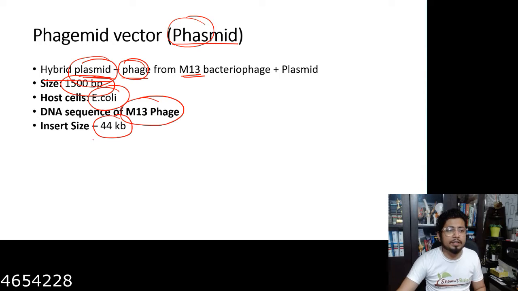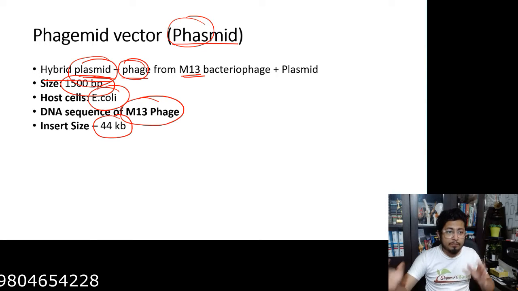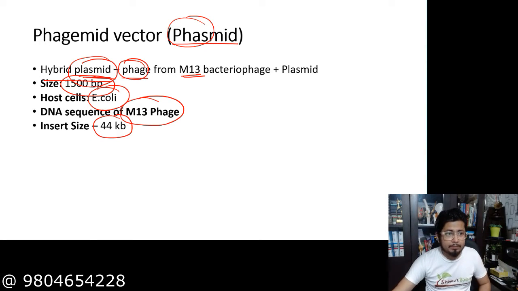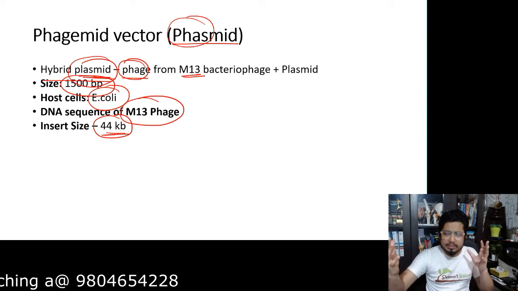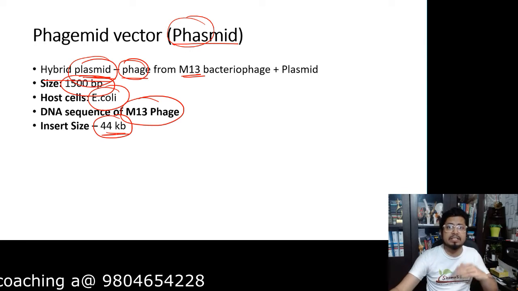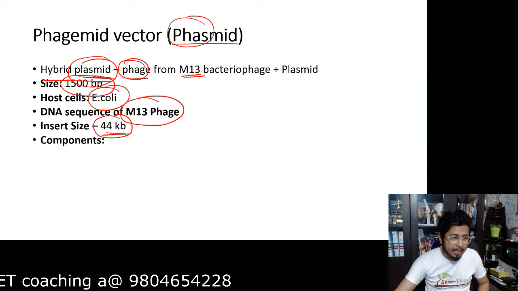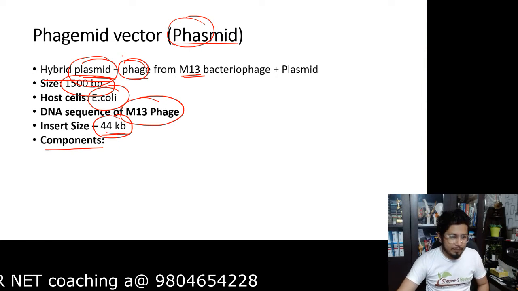The insert size is 44 kilobases, although the size of the total plasmid is 1.5 kilobases. So a huge insert size is possible, which is very similar to that of the insert size of cosmid and bacteriophage lambda. What are the components of this phagemid vector?